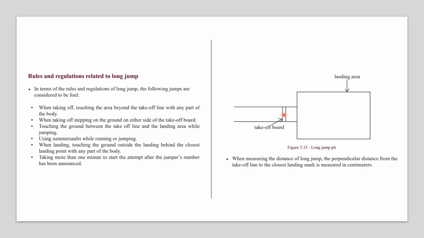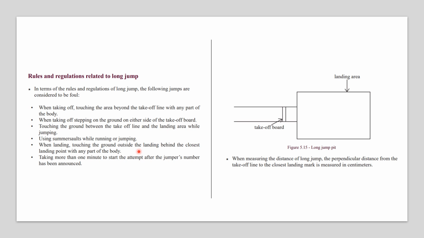So when taking off, if they step on this ground on either side of the takeoff board, so if they step on any part of this ground and not the takeoff board, that is going to be a foul. And also touching the ground between the takeoff line and the landing area while jumping. So while jumping, if they happen to touch this area between the takeoff board and the landing area, that is also considered a foul. And also using somersaults while running or jumping is also a foul.